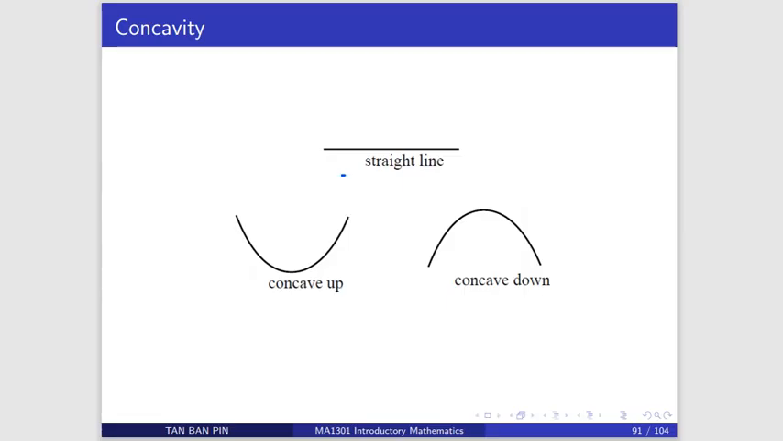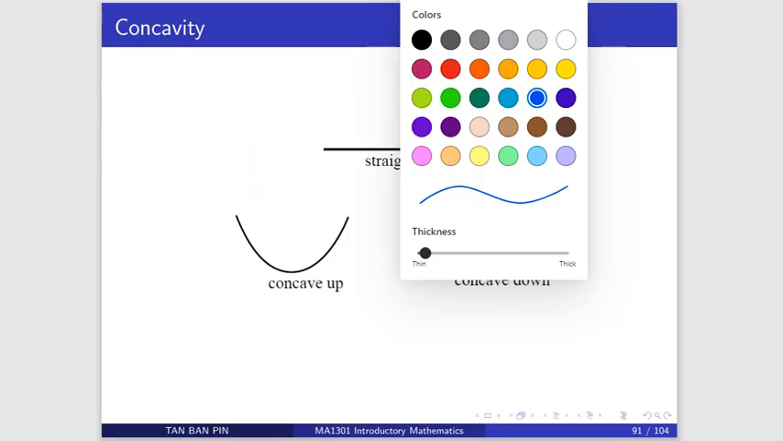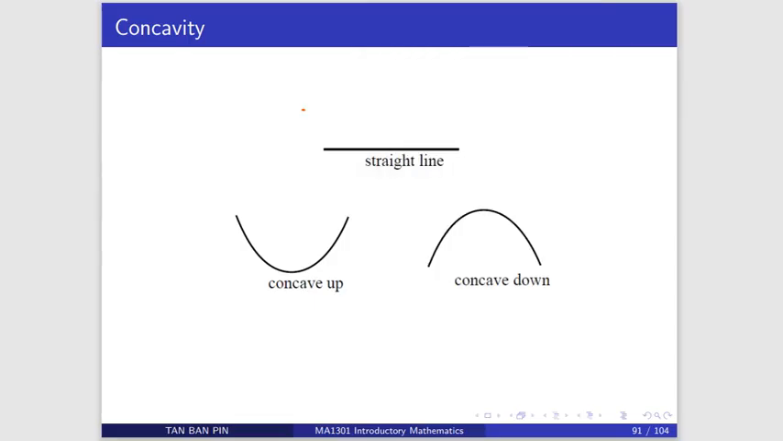This is a straight line. We call this curving up. So it's like you push the two ends up. So it's concave up. Then for concave down, it's like you push the two ends down. So concave down. So that's how you decide concavity. Concave up and concave down.